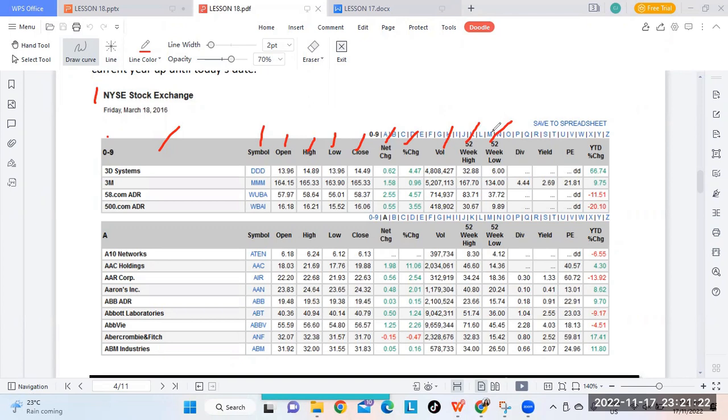And then column number 12, that is the dividend per share. Okay, dividend per share, ayan si DIV. The annual dividend payment per share. If this space is blank, the company does not currently pay out dividends.